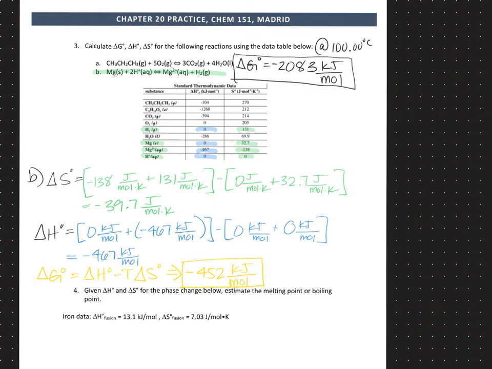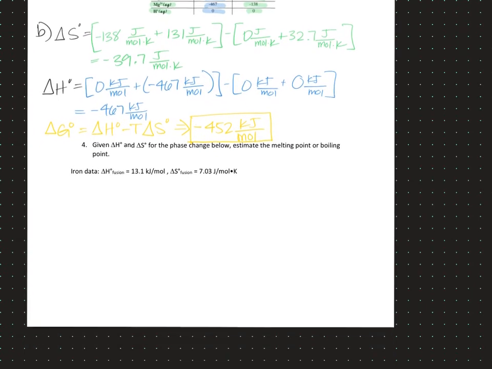So that means as temperature increases, the spontaneity of the reaction decreases, and vice versa. As temperature goes down, spontaneity increases. So notice that pattern as we look at our upcoming problems, as well as your problems on the quizzes and exams. All right, so on to question 4.